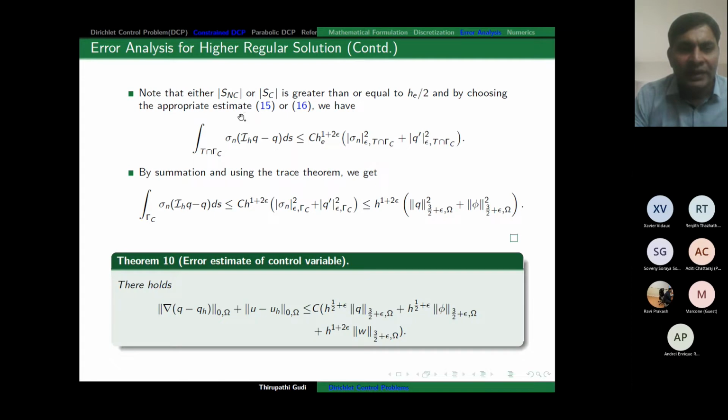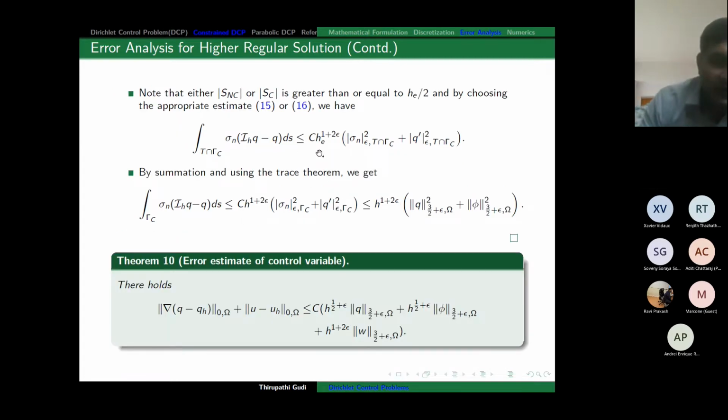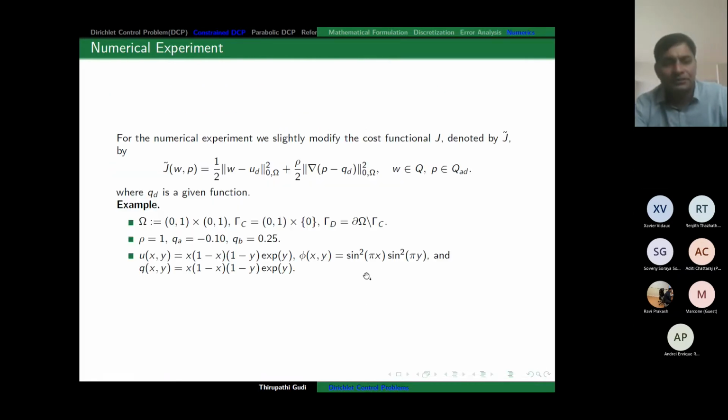Which one to use depends on which one is larger. One of them will be at least bigger than or equal to h_E by 2, and we can use that one because this is in the denominator and it cannot be too small. So we pick whichever is bigger, and based on that we can control and get an estimate like this. So this is an optimal estimate, nicely handled by looking at the free boundary part carefully. These are all optimal estimates. Everything is optimal. So we do the numerical experiments.